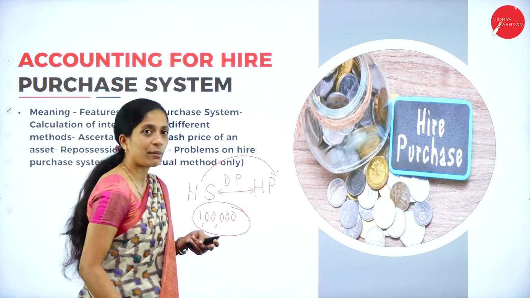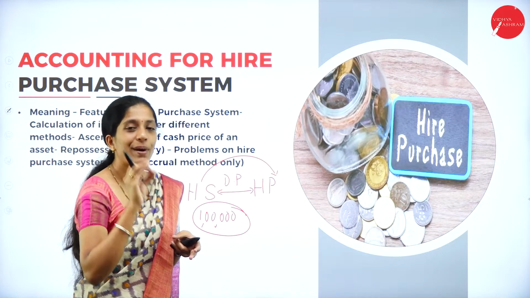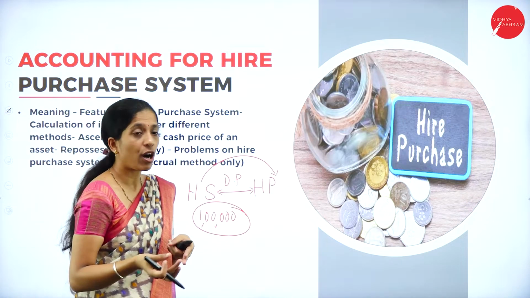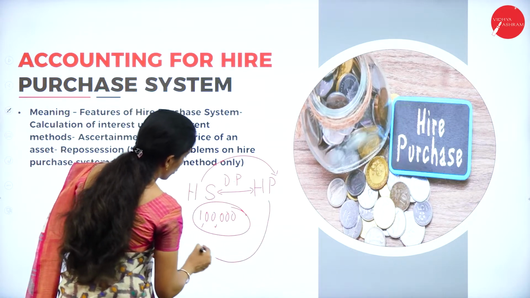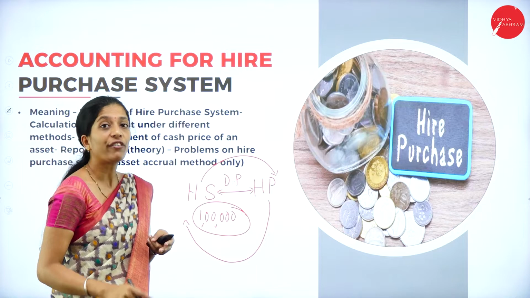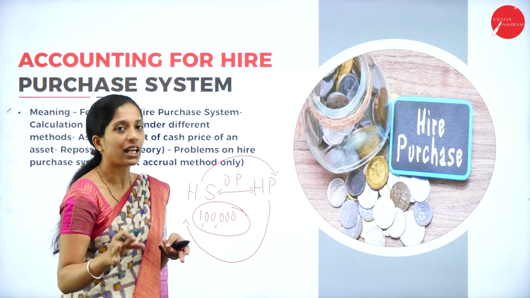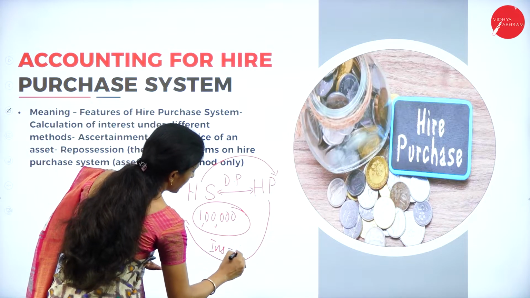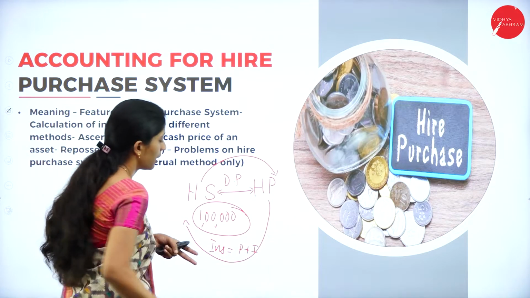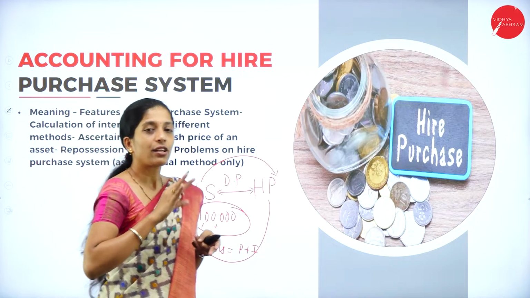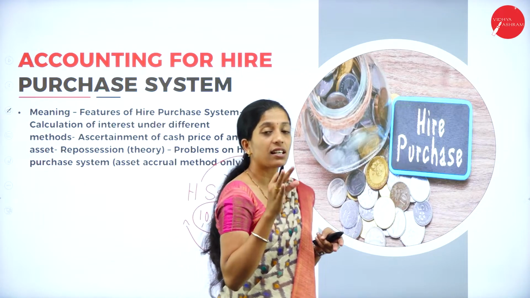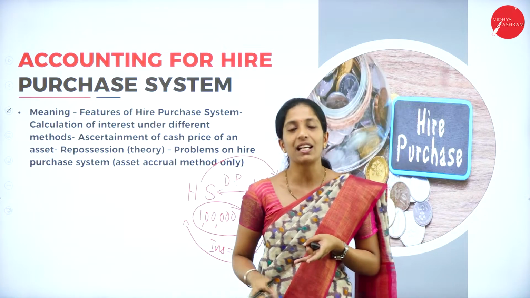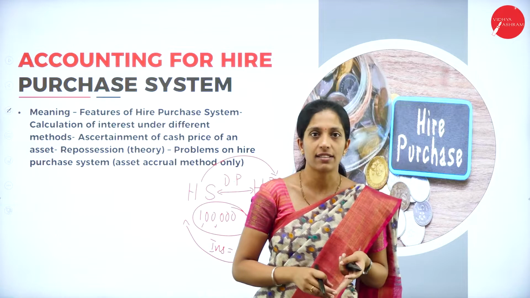He will pay a certain percentage of this cash price, which is called the down payment. On the date of agreement itself, he will pay a part of the cash price as down payment, and the remaining amount will be paid by the hire purchaser to the hire seller in the form of installments along with interest. Here installment is nothing but principal plus interest. So on the date of agreement he pays the down payment, and the remaining amount is paid in installments.